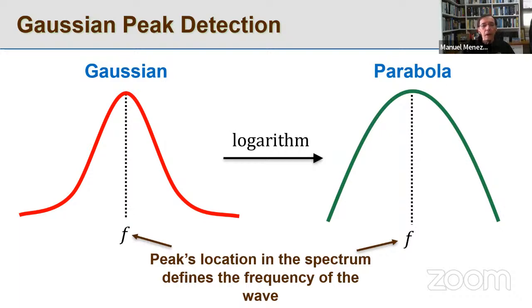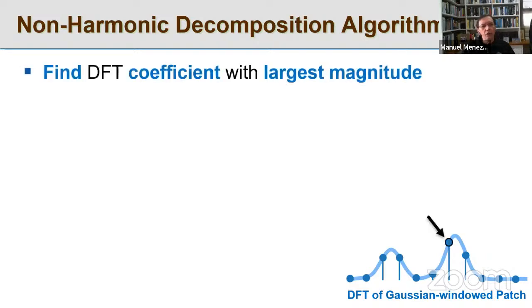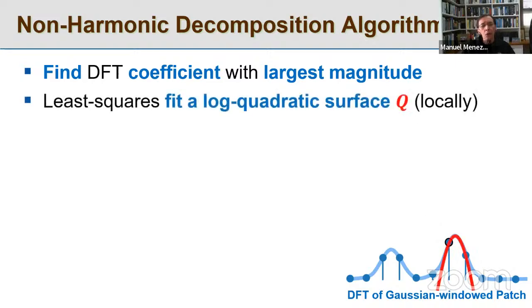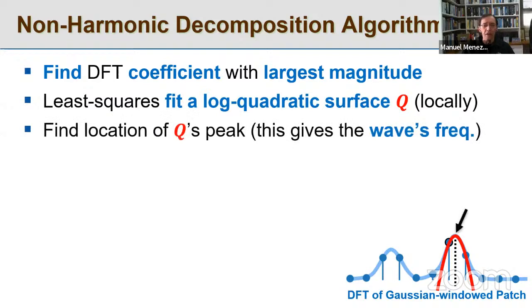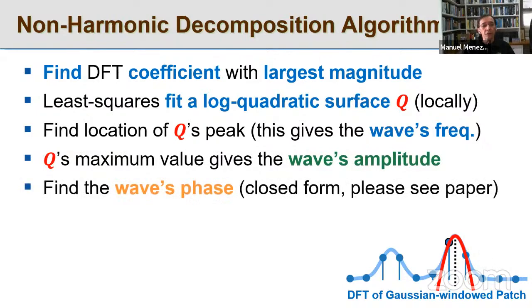So with this in mind, we are ready to define and now obtain the non-harmonic decomposition of our spectrum. Starting from the DFT of the Gaussian window patch, all we need to do is first find the DFT coefficient with the largest magnitude. Let's say this is the one pointed by this arrow. Then we use its neighborhood to fit a quadratic surface. As we do so, we can find the position of its peak and identify it as the frequency that I'm interested in. In this case, in 2D, it would be a pair of frequencies in both directions. We also take the maximum value as the wave's amplitude. And for the wave's phase, we have a closed form solution. I will refer you to the paper.